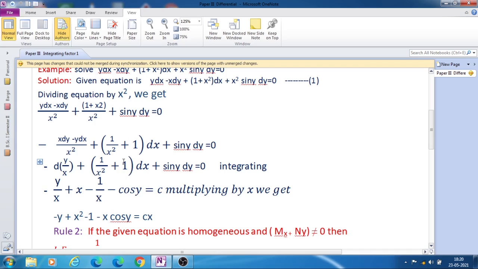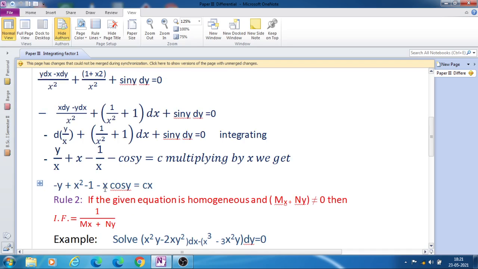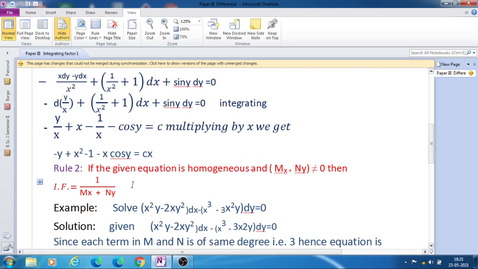So when there is a simple function, we can see, or we can conclude, what will be the integrating factor. But for other functions, there is a second rule. If the given equation is homogeneous and Mx plus Ny is not equal to 0, then the integrating factor is equal to 1 upon (Mx plus Ny).